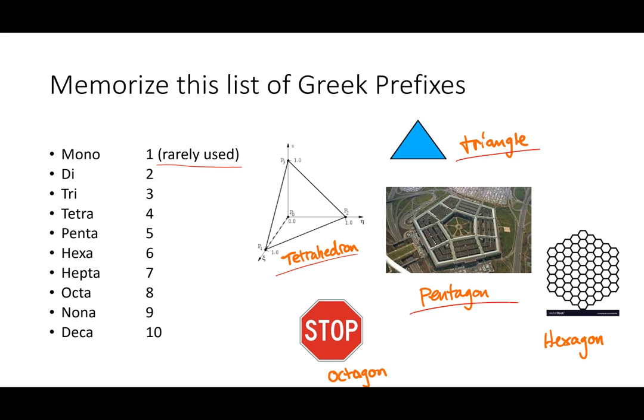Penta means five, like the pentagon. Hexa means six, like a hexagon. Hepta means seven. Octa means eight, like an octagon. Nona means nine, and deca means 10, like decathlon. Okay, so there's plenty of examples out there that you guys are familiar with. Utilize those to help you memorize these Greek prefixes. All right, let's see how this works all together.